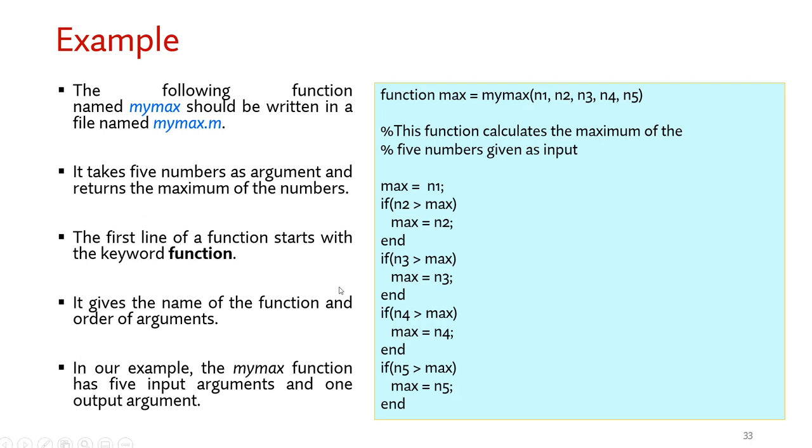Okay, so this is a function. This is a nice example function that calculates the maximum of 5 numbers given as input. Here the name of the function is my max, and then you pass 5 variables, and you get the output as max here. So this is a function which is doing an if statement.